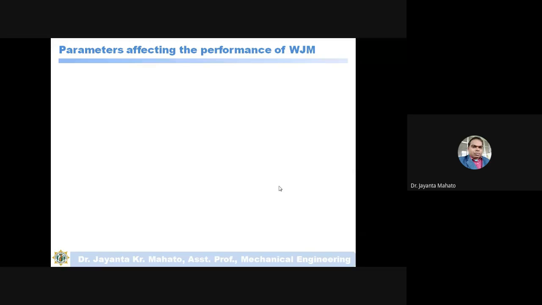So this is the next part of the water jet machining process. There are some parameters that will affect the performance of water jet machining. Performance of water jet machining means the material removal rate, meaning how much material is removed per unit time.